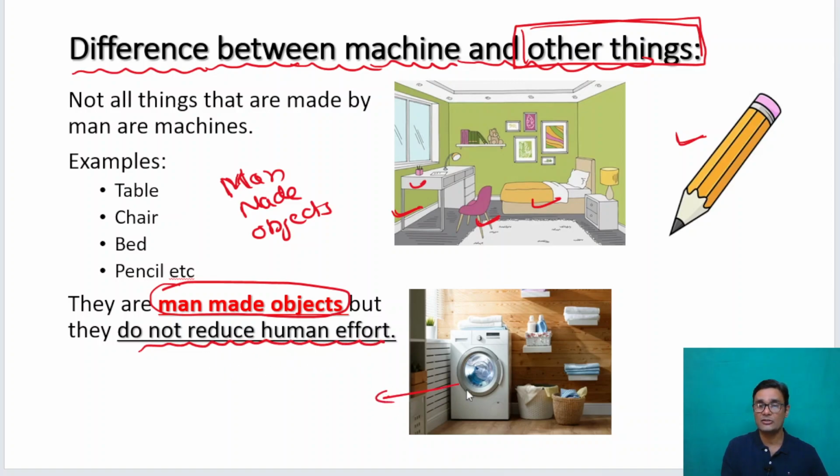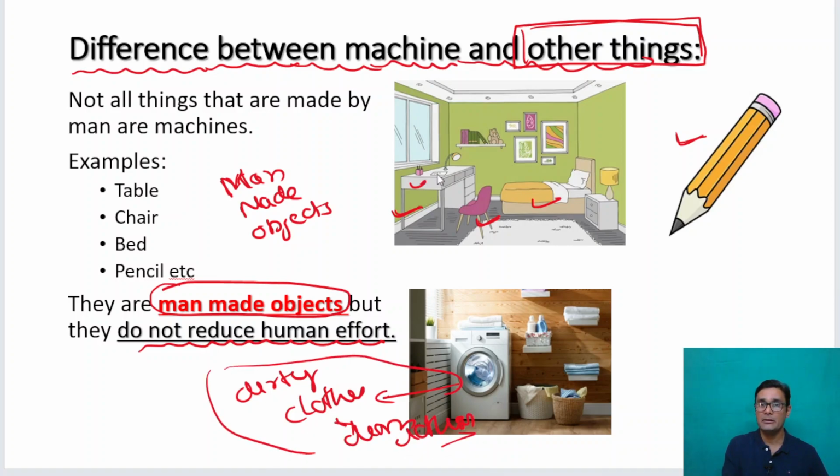Whatever work is there. Now this is a washing machine. It is cleaning the dirty clothes and making them into clean clothes. But a table, a chair is there for you to sit. On a table you can work. On a bed you can sleep. But they don't help you to reduce your work.